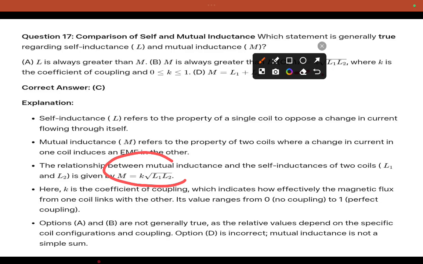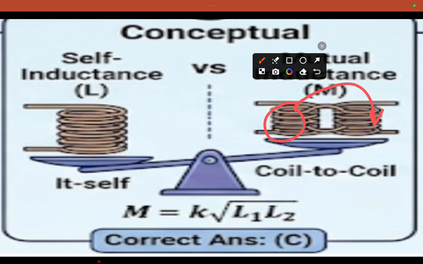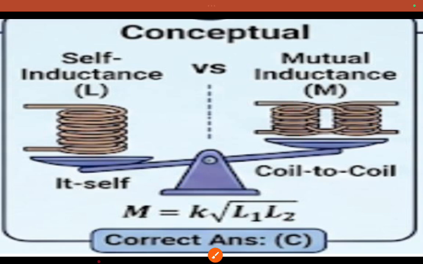So your answer is option C. You can see here self-inductance is produced in a single coil, and mutual inductance is produced because of this one here. So the relation is K under root of L1 L2.